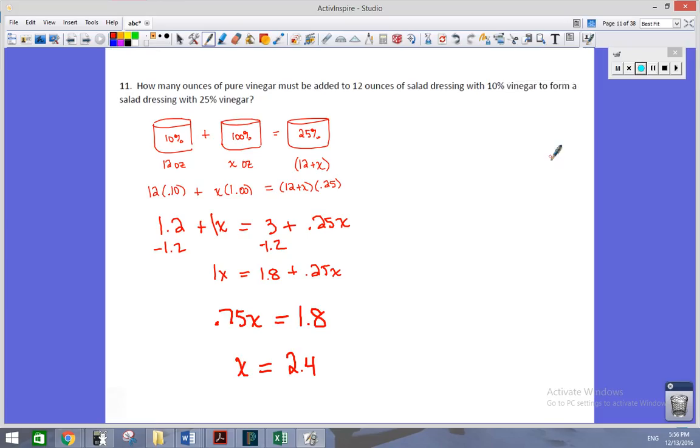So I claim that if you have this salad dressing of 12 ounces and you want to increase the vinegar, you like more of a vinegar taste, you can take this pure vinegar, 2.4 ounces, add it to the 12 ounces, come up with 14.4 ounces of a new salad dressing that's more to your taste of 25% vinegar.